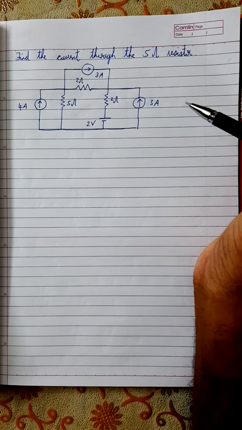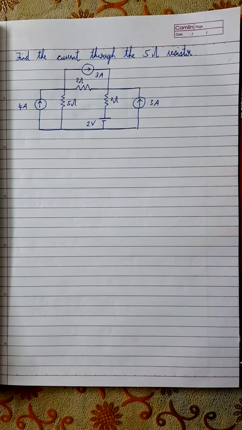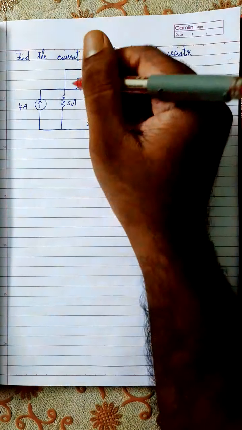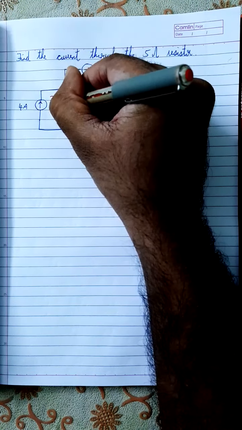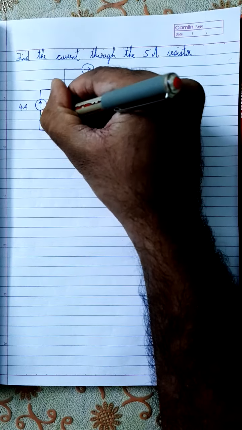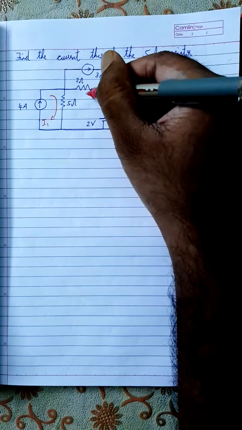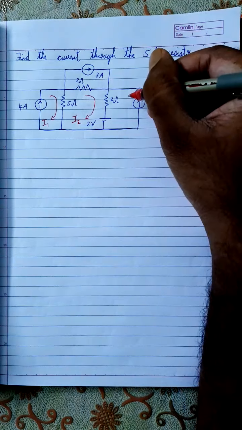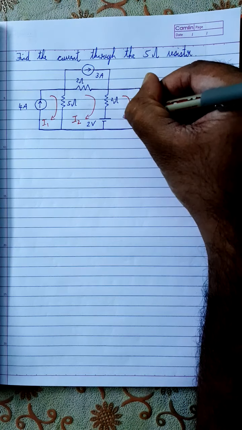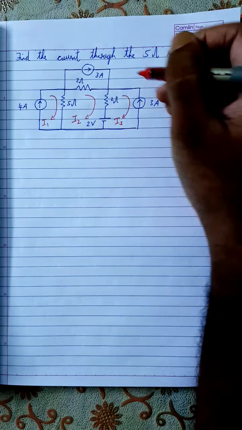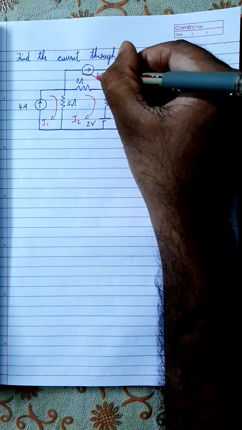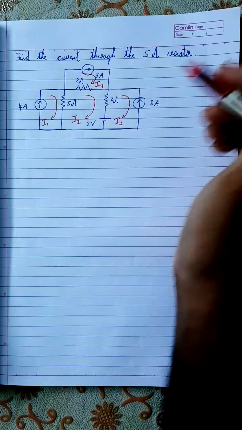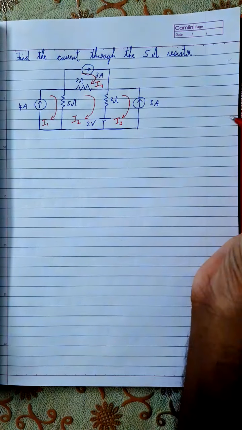Okay, so now let me mark all the mesh currents as usual. I'll mark it with a different color so you can see it very clearly. This is the first mesh, so I'll mark this as I1. This will be the second mesh, so I will mark this as I2. This will be the third mesh, so I will mark this as I3. And this will be the fourth mesh, and I will mark this as I4. I1, I2, I3 and I4, right?